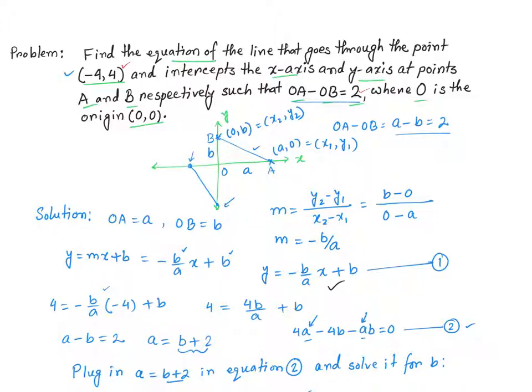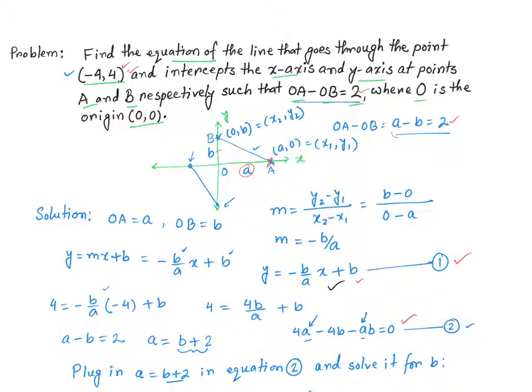I found the equation of the straight line by finding the slope first and then putting it in the form y is equal to mx plus b. So this is point A, which we assume the distance from 0 to point A to be a, and similarly for b, and a minus b is 2. That's the relationship given. And then after finding the slope intercept form of the straight line, we use the fact that the line is supposed to go through the point -4, 4, and we plug that into this equation, and from that we derive a relationship between a and b, which is equation number 2.